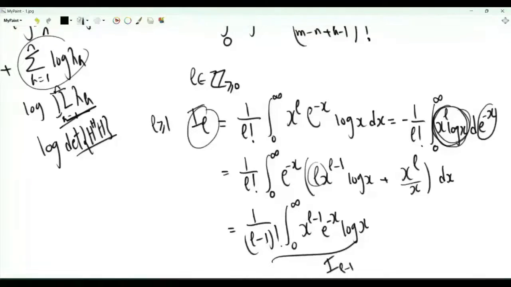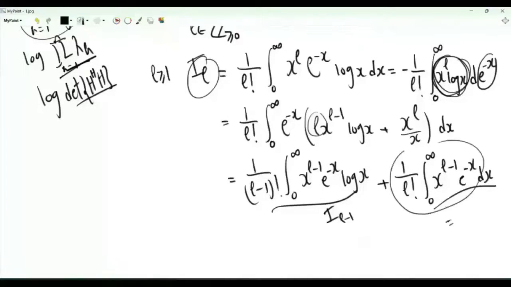Note that this is I of L minus 1. We have another integral. The outside factor is 1 over L factorial. Then we have the integral of x from 0 to infinity of x to the L minus 1 e to the minus x. This integral is gamma of L, which is L minus 1 factorial. This part here is equal to 1 over L.